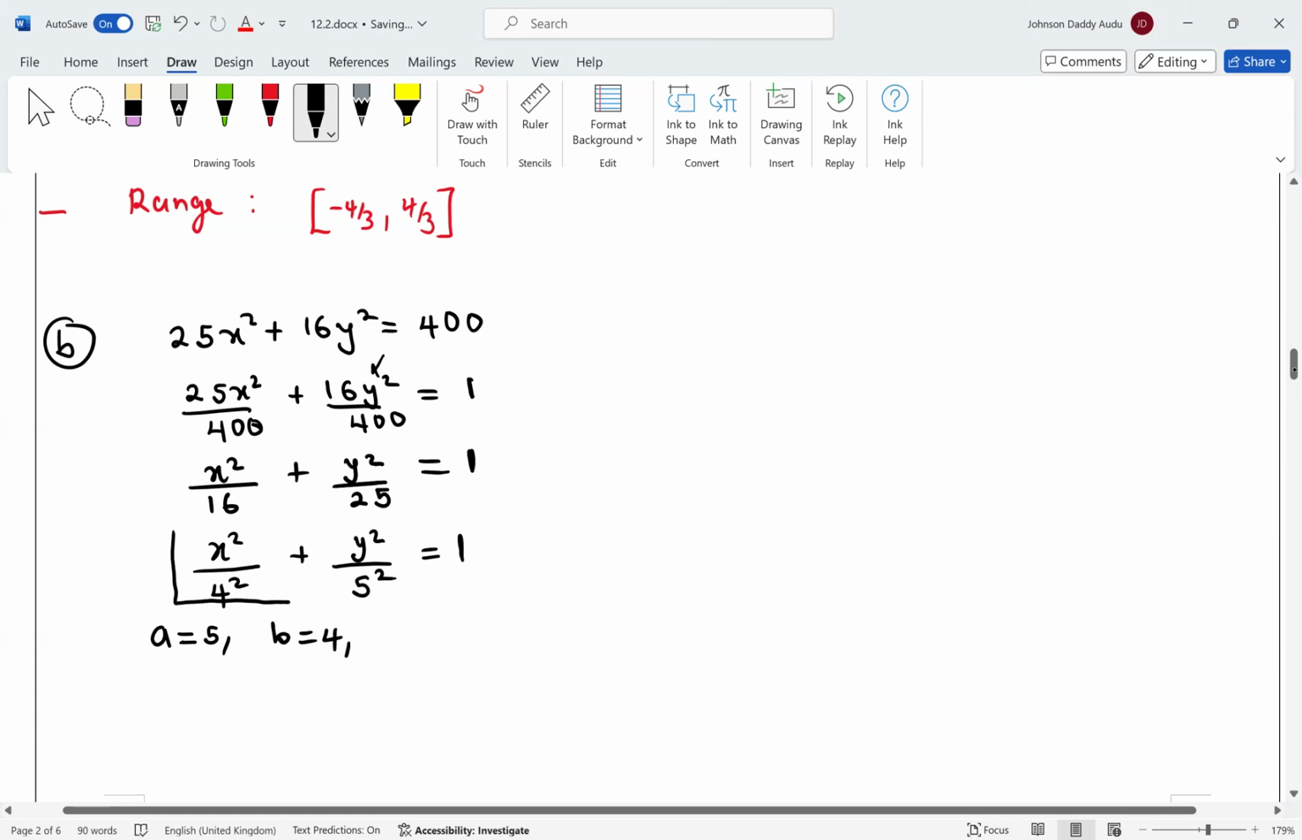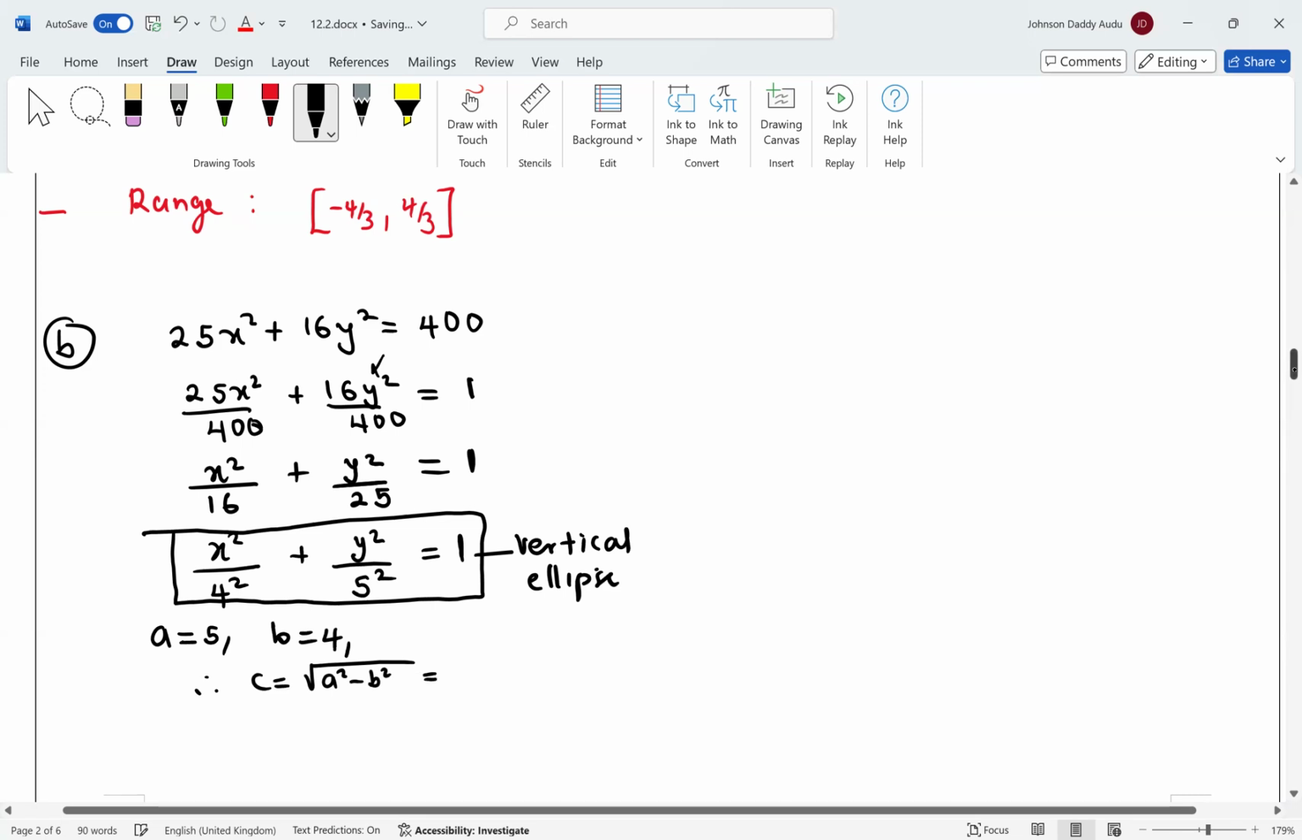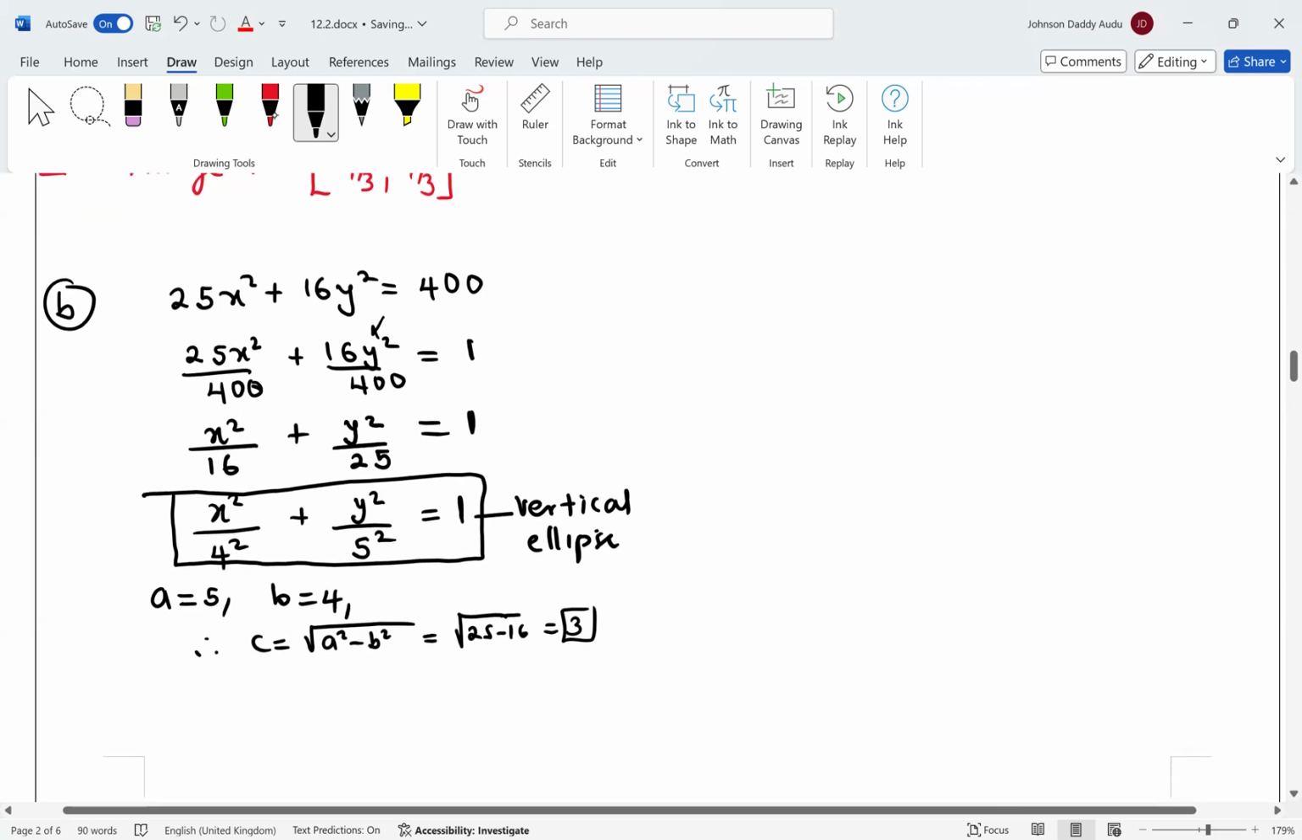So since your a is associated with y, it means you are dealing with a vertical ellipse, right? And then we can find what is c. C is going to be the square root of a squared minus b squared, which is just going to be the square root of 25 minus 16, which is 3, right? And I think we're good to go. We have everything now. And now to sketch, how do you sketch?